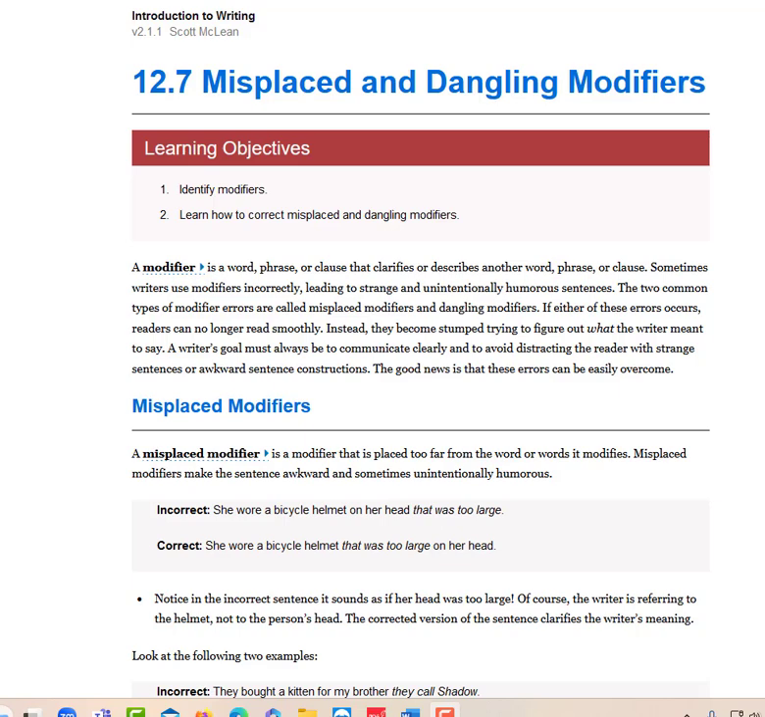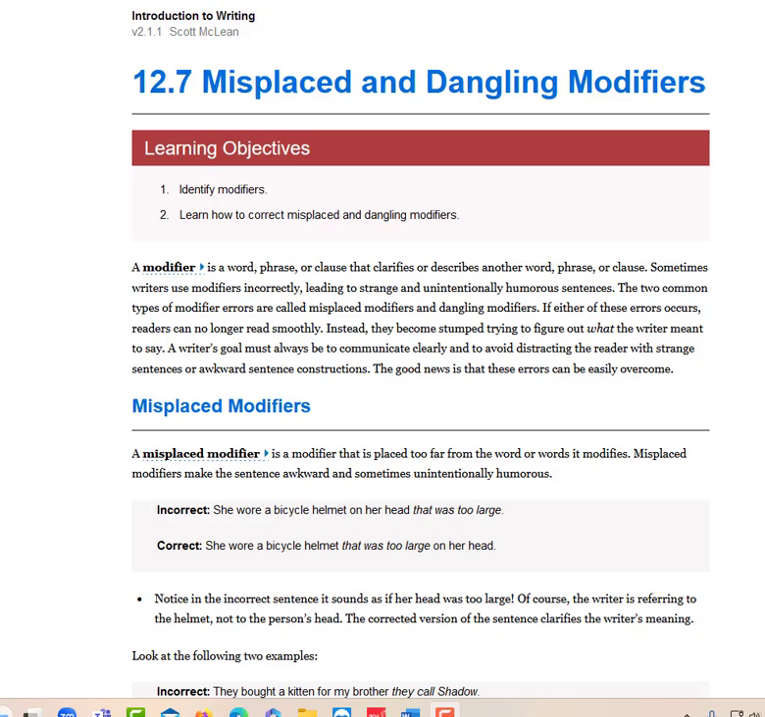Misplaced and dangling modifiers. A modifier is a word, phrase, or clause that clarifies or describes another word, phrase, or clause. Sometimes writers use modifiers incorrectly, leading to strange and unintentionally humorous sentences. The two common types of modifier errors are called misplaced modifiers and dangling modifiers. If either of these errors occurs, readers can no longer read smoothly. Instead, they become confused trying to figure out what the writer meant to say.